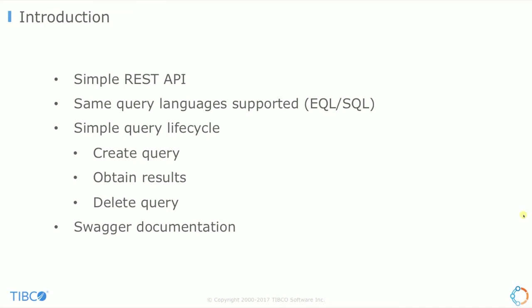The same query languages using the UI are used in this API. The lifecycle of a query is very simple. First, we create it. Then, we invoke repeatedly to obtain all the results in batches. And finally, we delete the query. There is a Swagger documentation embedded in the application that allows you to learn about the API and also to try it out. Let's see it.